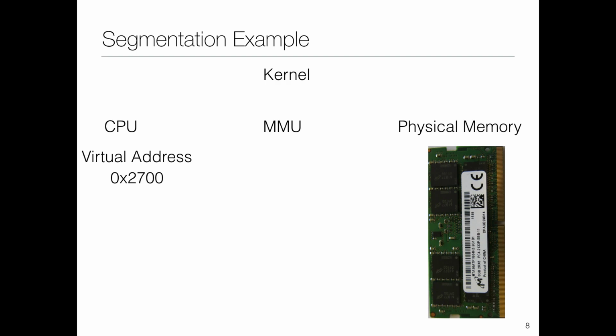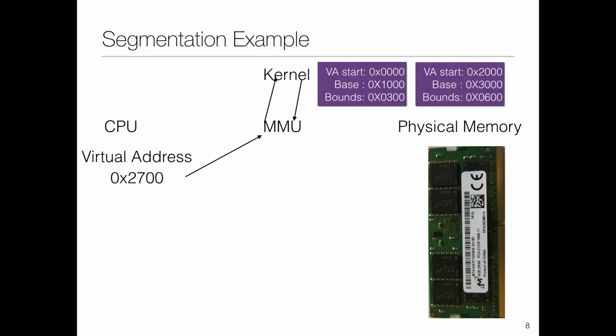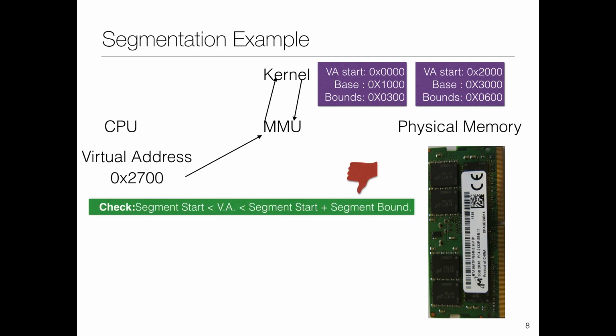The last case is if the address does not belong to any of the segments. You look at all the segments that you have. The check will fail on all of these segments. So you'll get a segmentation fault.